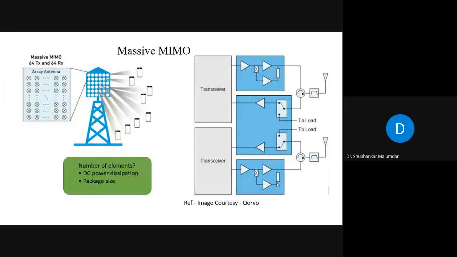Now, the connections: we have massive MIMO. Massive MIMO means multiple input, multiple output. So various numbers of array antennas are there, and if the number of antennas increases, the speed automatically increases. Getting my point? So the number of elements, the power dissipation, and the packet size also increase. This is the issue with the 5G network.